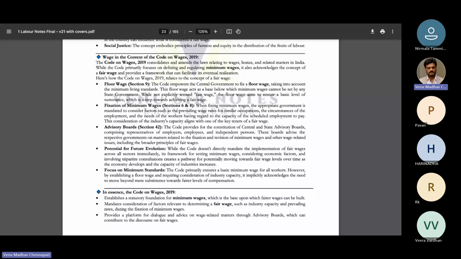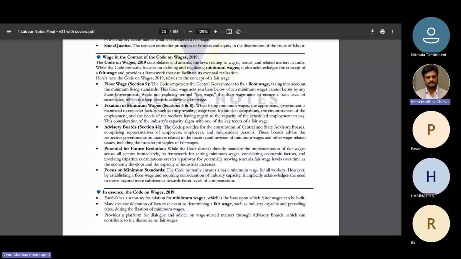Maharashtra says, okay, minimum wage will be 100 rupees. Whereas Manipur or a hilly area might say the minimum wage is only 80 rupees. So above the floor wage, states have the liberty to set the minimum wages. While not explicitly termed, the floor wage aims to ensure basic living. So basically, floor wage set by the central government is a subsistence living where minimum living standards are met. And then fixation of minimum wages, sections 6 and 8.